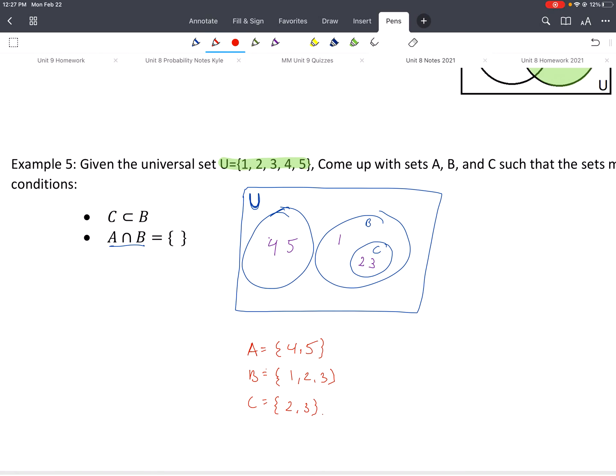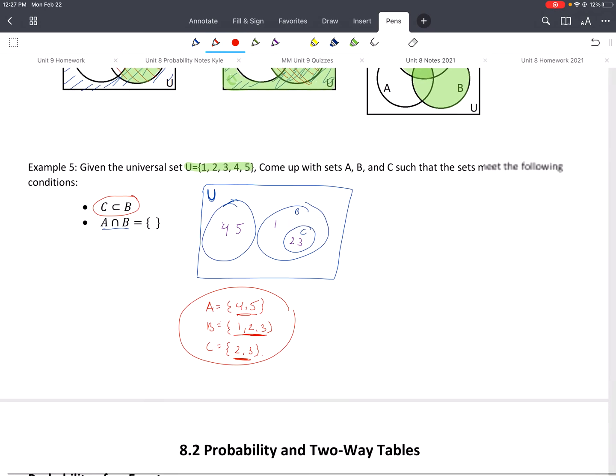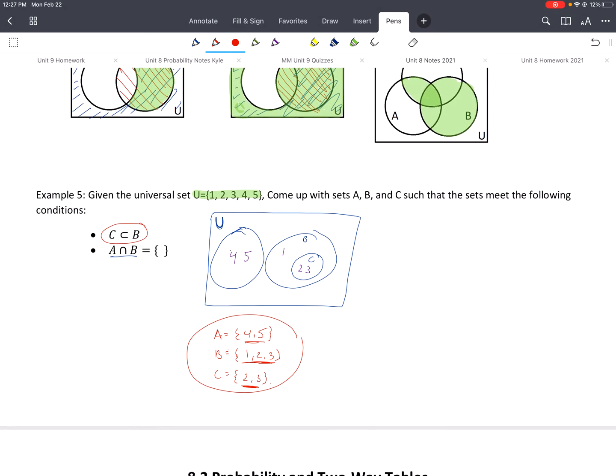So we can double check. Is C a subset of B? Are 2 and 3 in B? Check. And is A intersect B empty? Do they have nothing in common? Yes. So this would be a great example. Again, there's other ways you could do it. Be creative, and we'll be good.